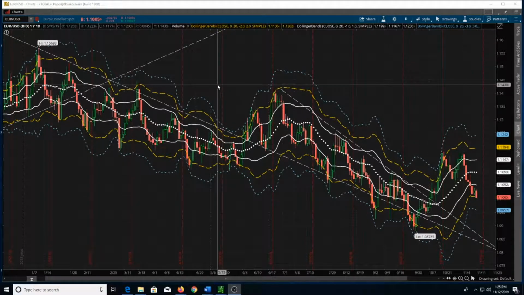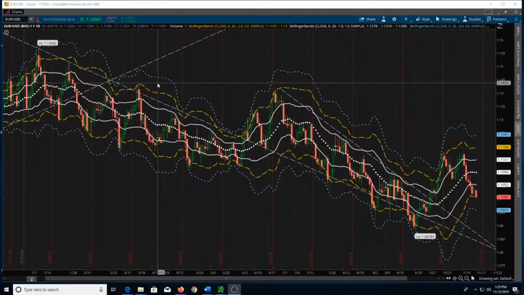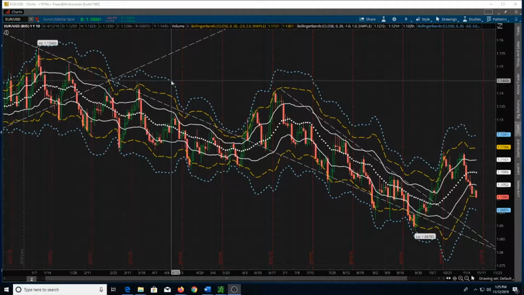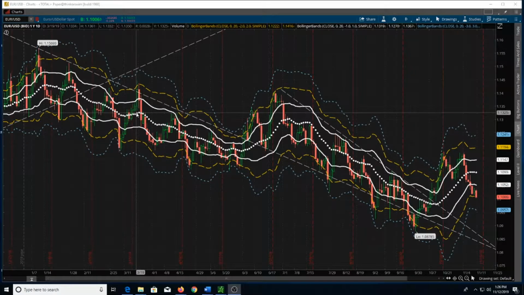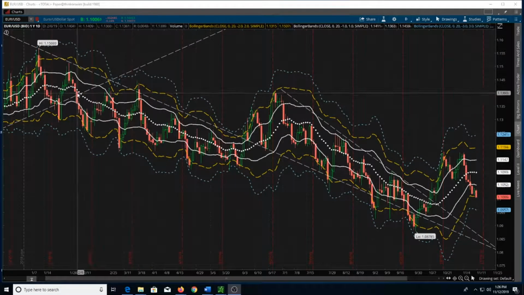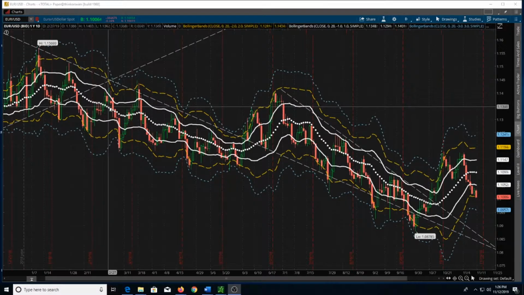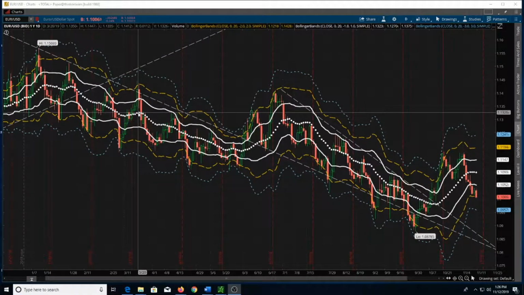So here I have the Euro USD pulled up. We're going to take a look at it. I'm going to start right in probably this area right here to go through some potential trade setups with you. And what you can see is you have a downtrend right here in this dotted line, this 21 area, where you've got the mean on this Bollinger Band.